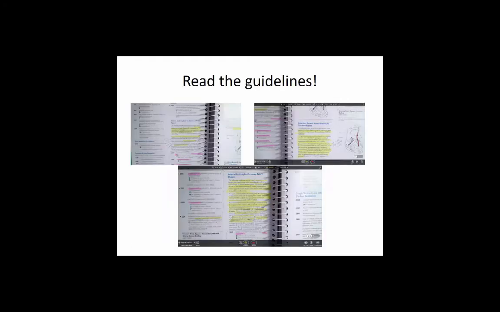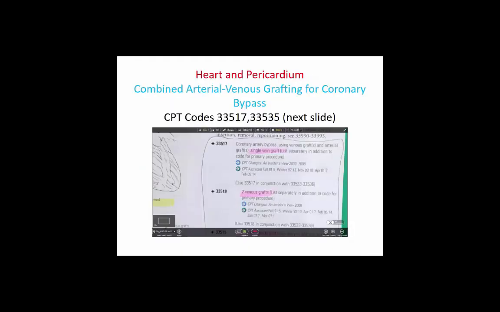I pulled this slide just to show you when it says read the guidelines. It's not kidding. You really do have to read the guidelines. And you see here, there's guidelines for the venous grafting only, arterial grafting, and the combined arterial venous grafting for the bypass. You really need to read all 3 of those. They're not very long, to be sure that you are capturing everything you need to capture when you're reading that operative report.